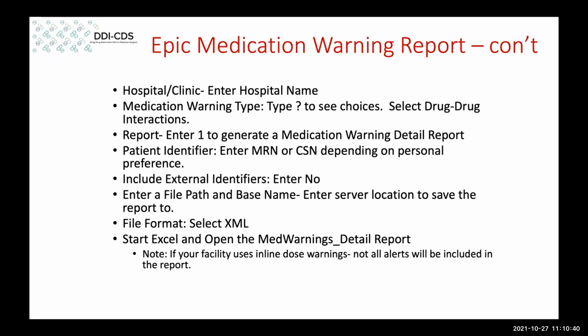For external identifiers, you can enter no, and then you'll enter a server location to save the report to. For file format, you will want to save it as an XML report. So then once the report runs, you'll want to download that and keep it on your desktop and open it up within Excel. So that is where we're going to start today. If you want to hit the next slide, Dan, I think.